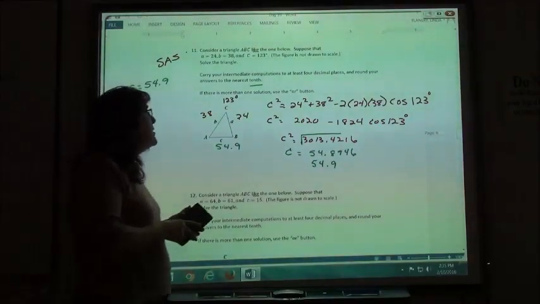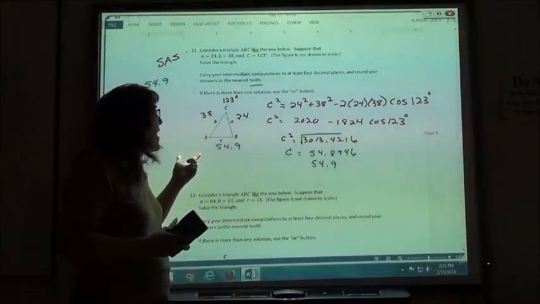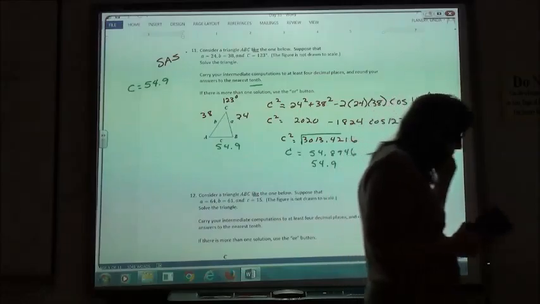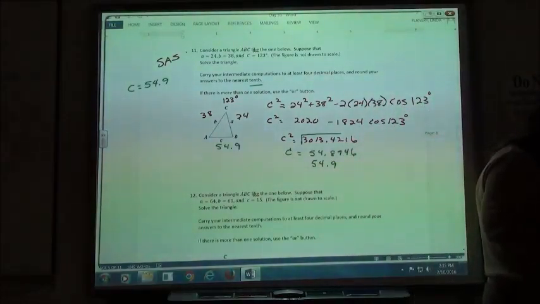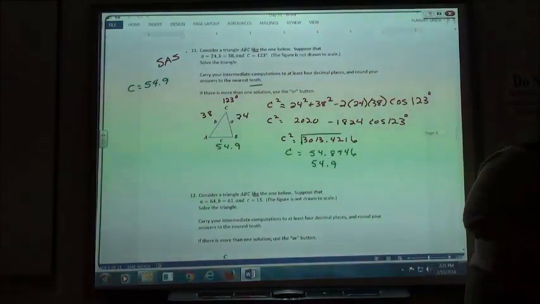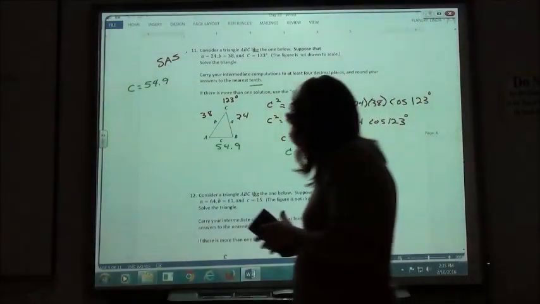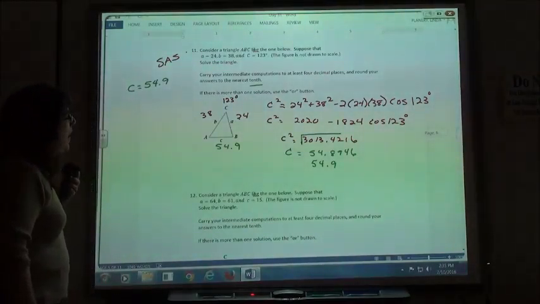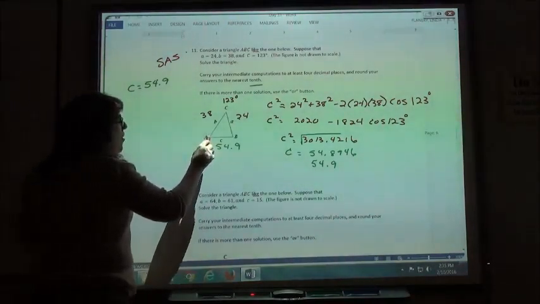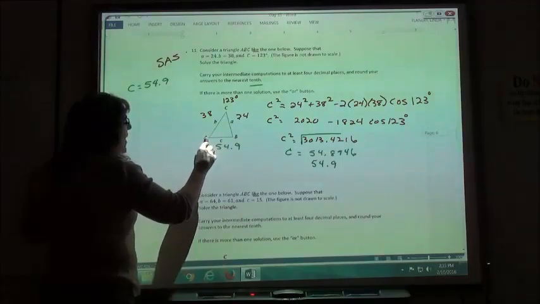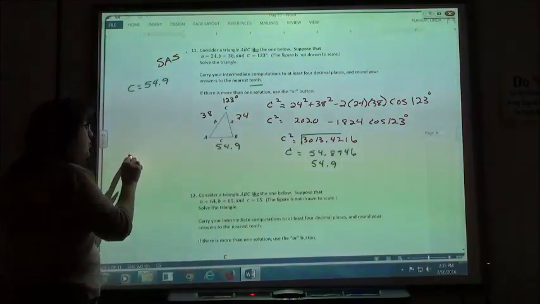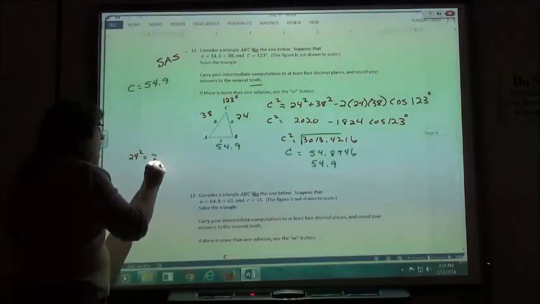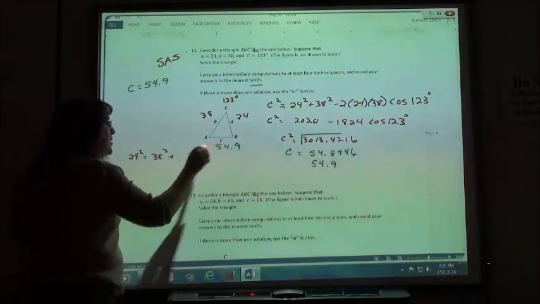Now we could use the law of cosines to find angle A and angle B, but we can also use the law of sines to find angle A and angle B. And so in this case, since we're practicing the law of cosines, I'm just going to use my law of cosines. So I want to find angle A. So if I'm going to find angle A, I'm going to use side A. So I'm going to say 24 squared equals B squared, 38 squared plus C squared.